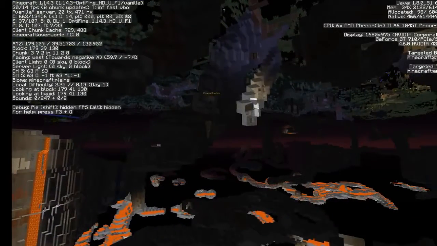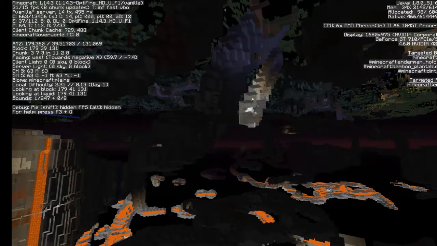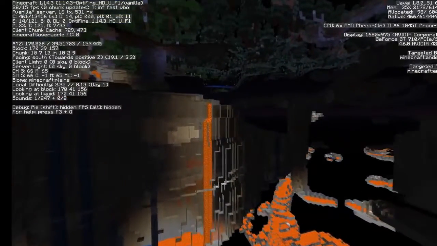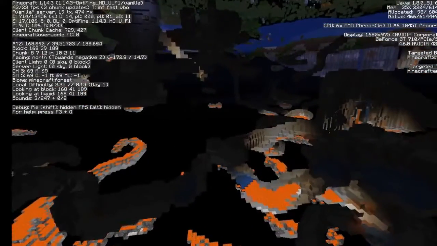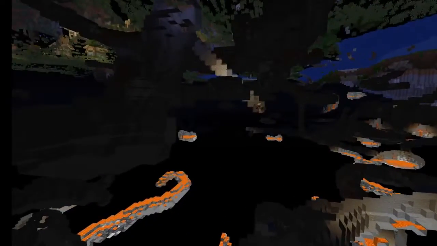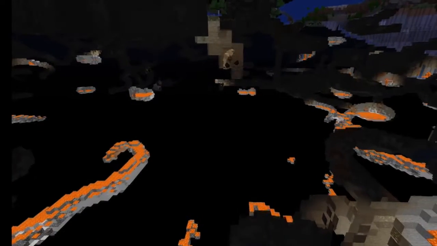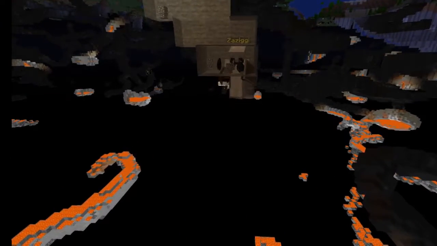Oh, I should place torches. I'm so used to never using torches in UHCs. Yeah. Just brightness setting all the way up. Crank it to the maximum. Poor inventory. Ooh, mine.